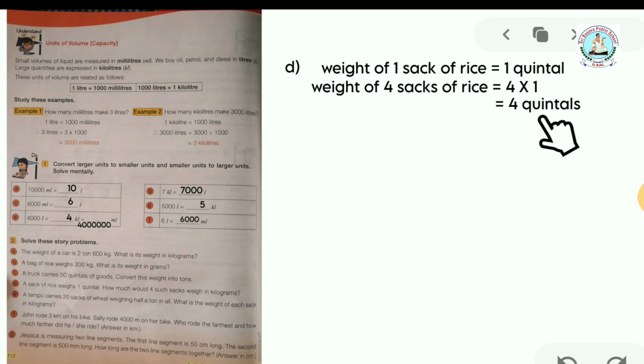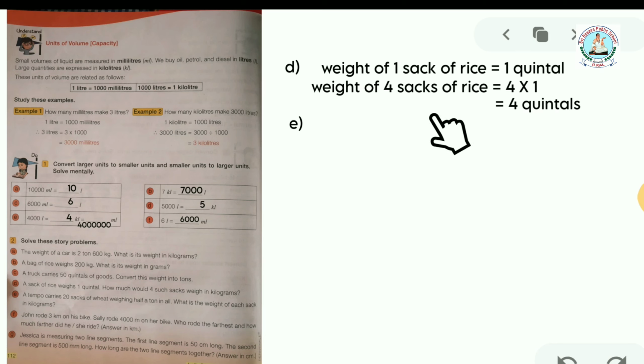So it is 4 quintals, and they are asking the weight of 4 such sacks in kg. 1 quintal equals 100 kg, so 4 quintals would be how much? 400 kg. So I missed it here. So 4 quintals means 400 kg. So you write it down.